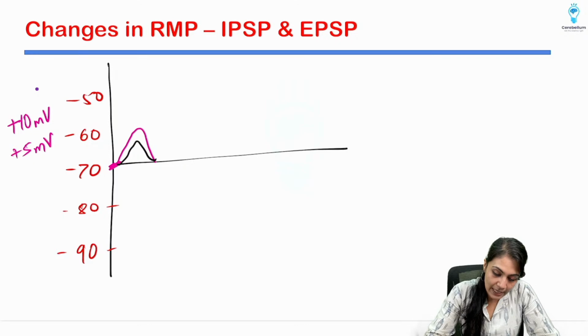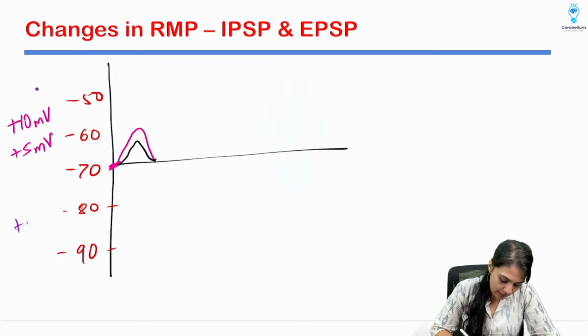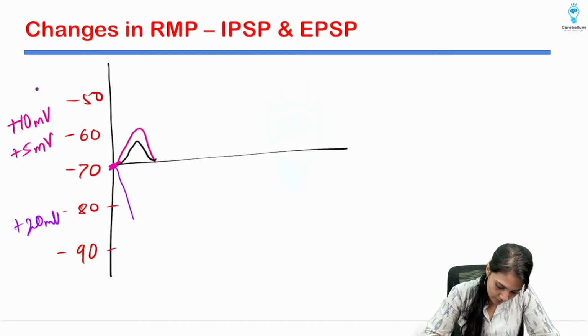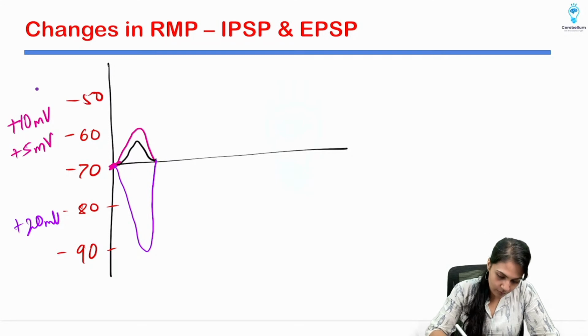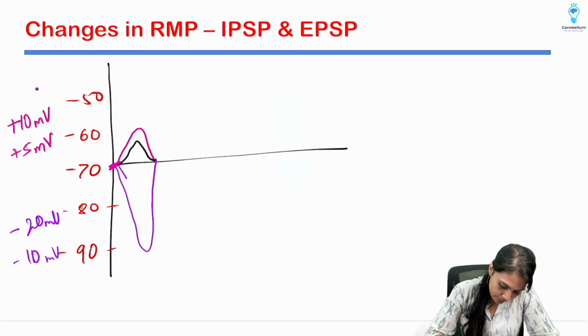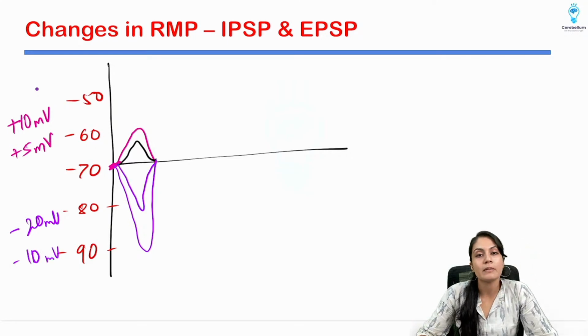Same, if I give a hyperpolarizing stimulus, let's say I give a minus 20 millivolt stimulus, what is going to happen? It will go in the negative and come back. If I give, not positive, it should be negative, minus 10 millivolt, what is going to happen? It will be something like this.